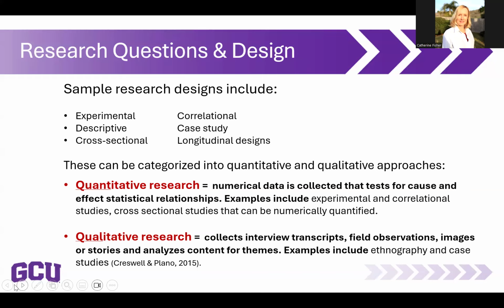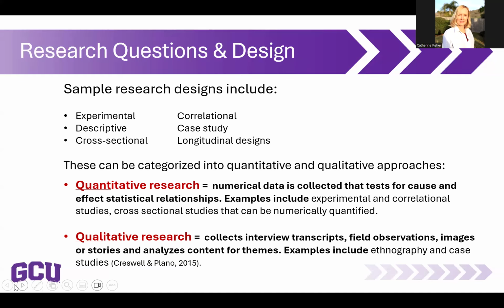All research can be categorized into quantitative and qualitative approaches. What do I mean by quantitative? Quantitative research collects numerical data. It's testing for cause and effect statistical relationships between variables or a correlational relationship or a predictive relationship. For example, an experimental design is quantitative research.